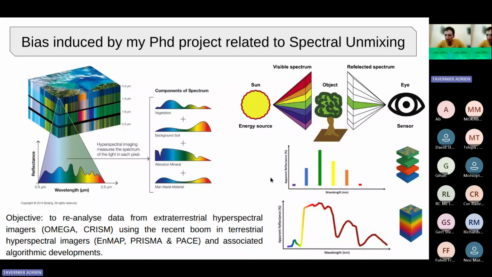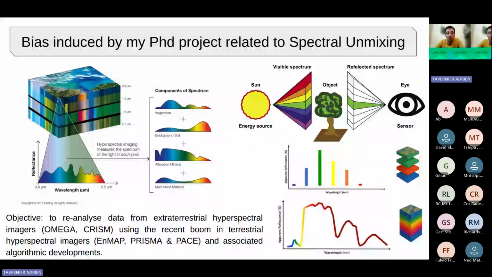Here you have the difference between multispectral, which could be, for example, a camera you are using. You have 3 channels, red, green, and blue. But with hyperspectral, we have hundreds of channels, so we have much more detailed information about light. And light will interact with matter, and we can see the reflectance spectra.